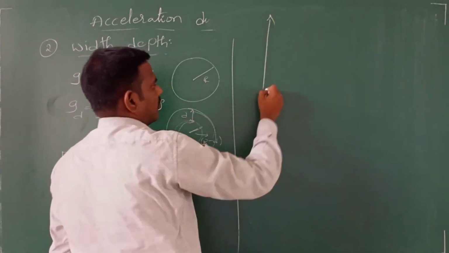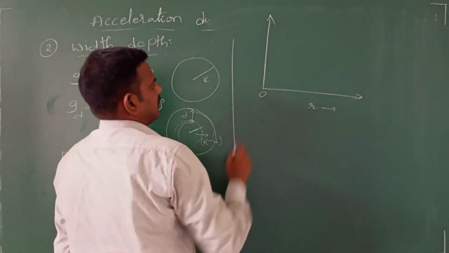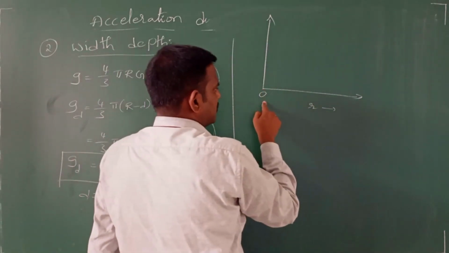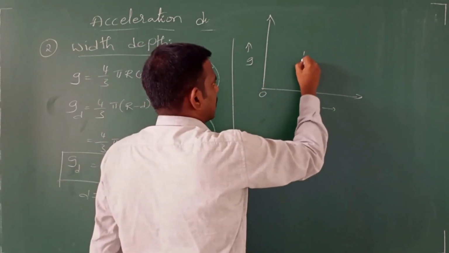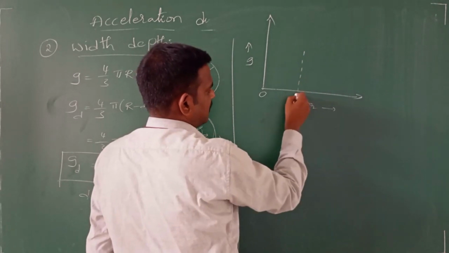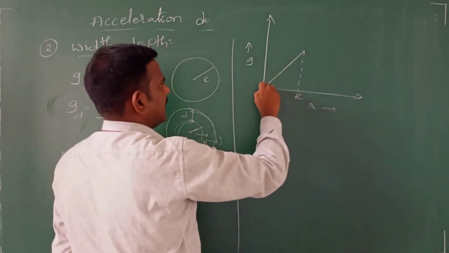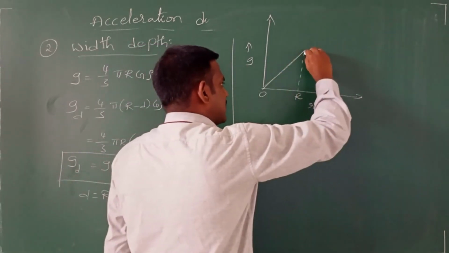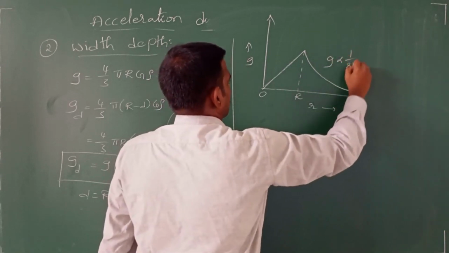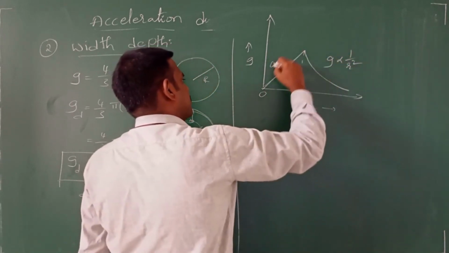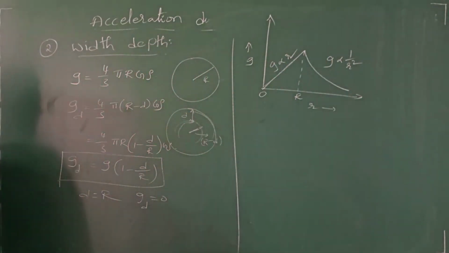For that, we will plot the graph like this. Here is r, the distance from the center of the earth. At the center it is equal to 0, so the acceleration due to gravity is 0 at the center. Till the radius reaches the surface, that is capital R, the acceleration due to gravity increases linearly. It will be directly proportional. From there it decreases like this. That means g is inversely proportional to R square outside, and inside the earth g is proportional to r, where r is the distance from the center of the earth.